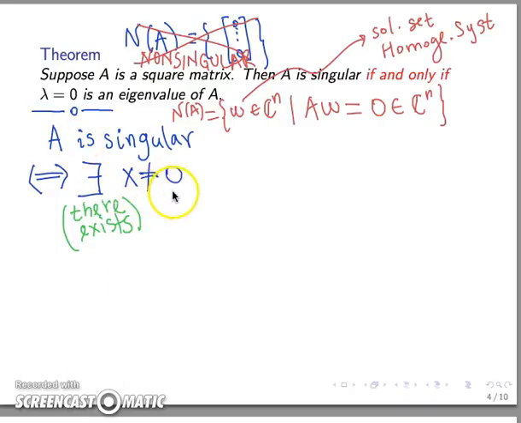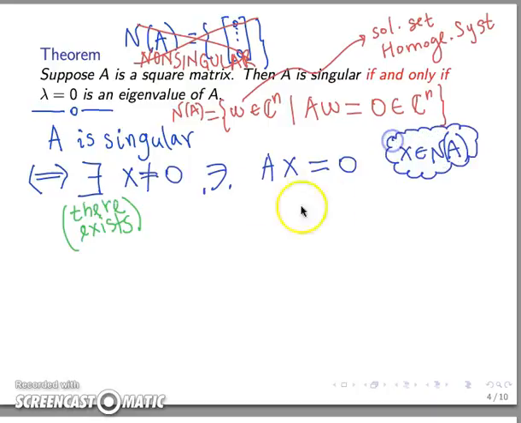A non-trivial vector X, meaning that there exists a vector X which is not equal to 0, such that, I'm writing you a lot of logical symbols from symbolic logic: there exists X non-trivial, there exists X not equal to 0, such that the matrix times that vector X is equal to 0. So that's what it means. This is another way of saying that X is in the null space of the matrix A, and that such X is not the zero vector.